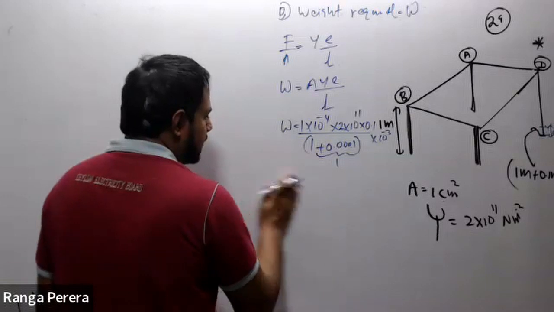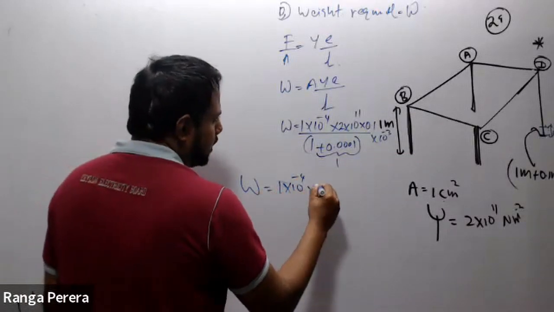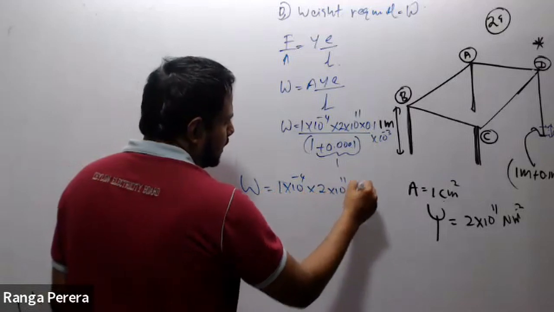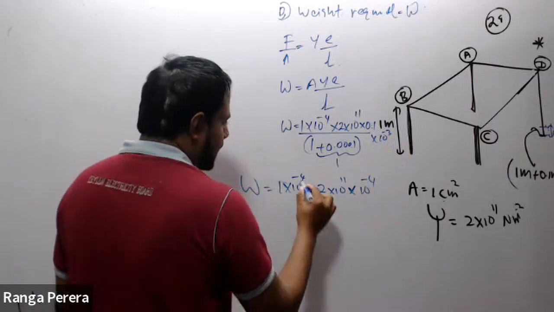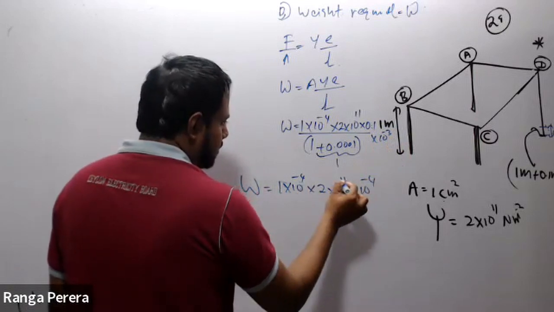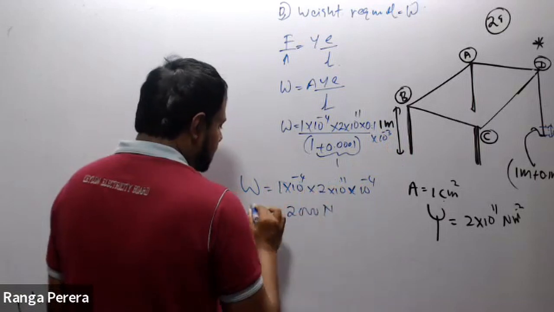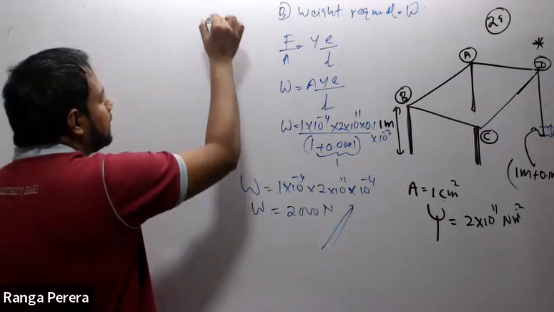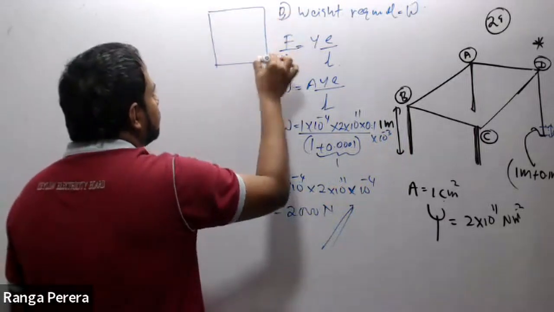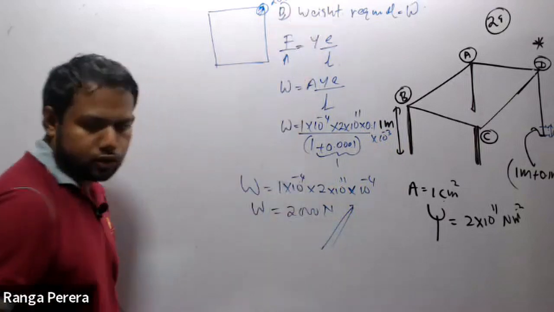So the required weight is what? W equals 1 × 10^-4 times 2 × 10^11 times 0.1 × 10^-3, which means 10^-4. So minus 4, plus 11, that means 2000 Newton. So I should select a weight and place it on top of location D, 2000 Newton. That is what I should do.